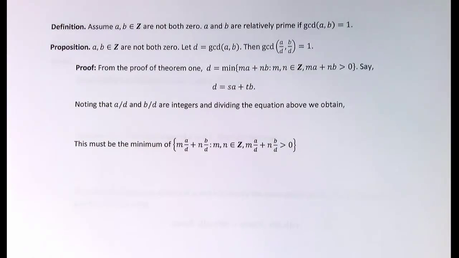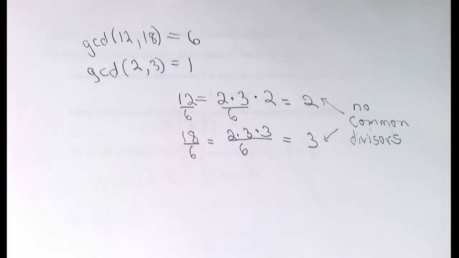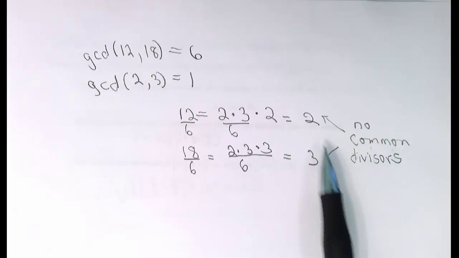This statement makes a lot of sense intuitively. Suppose we started with the GCD of, say, 12 and 18, that is 6. If we divided the 6 out of both the 12 and the 18, we'd have 2 and 3, and the GCD of 2 and 3 is 1. In other words, we're saying that if you take out the greatest common divisor, there aren't any common divisors left, except, of course, for plus and minus 1.